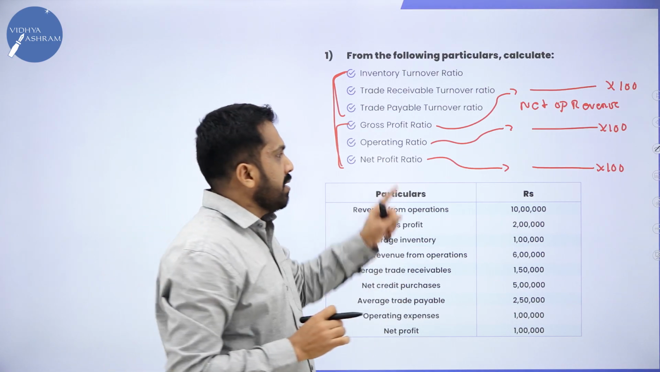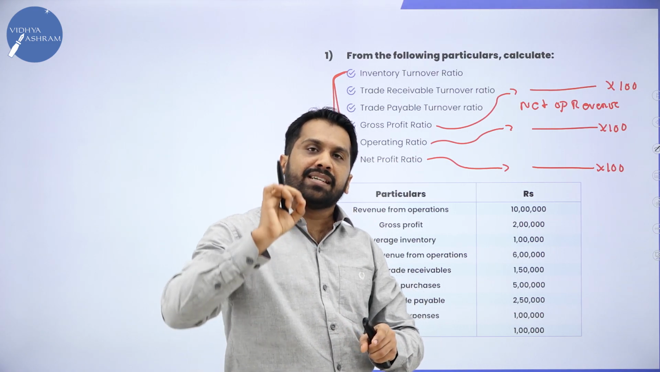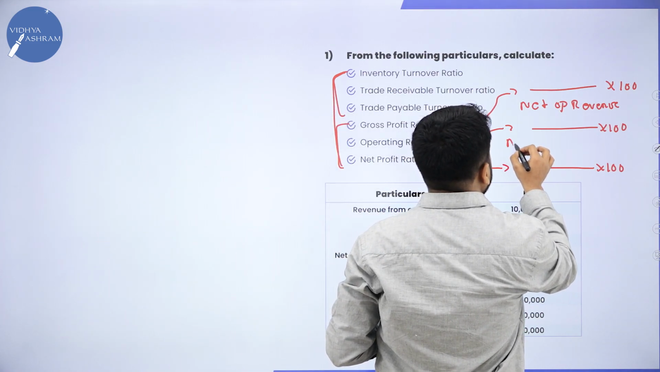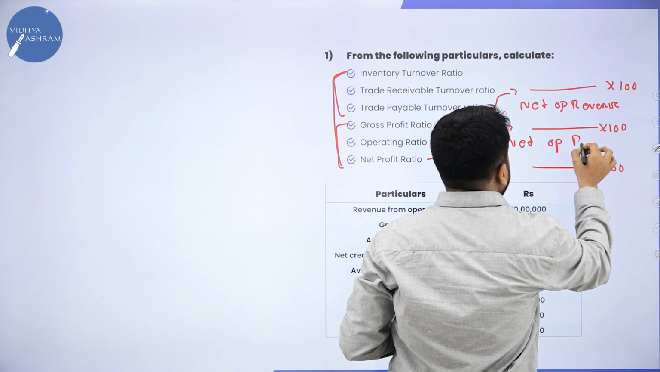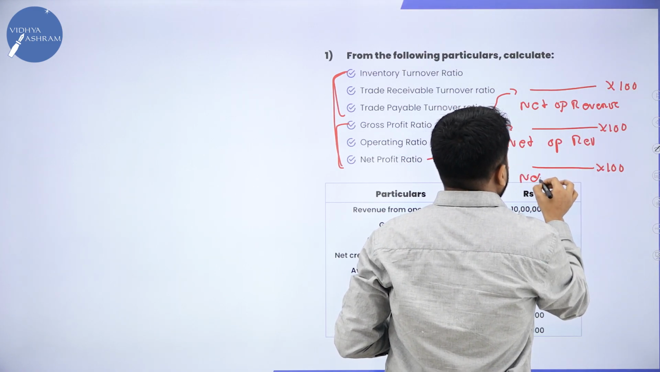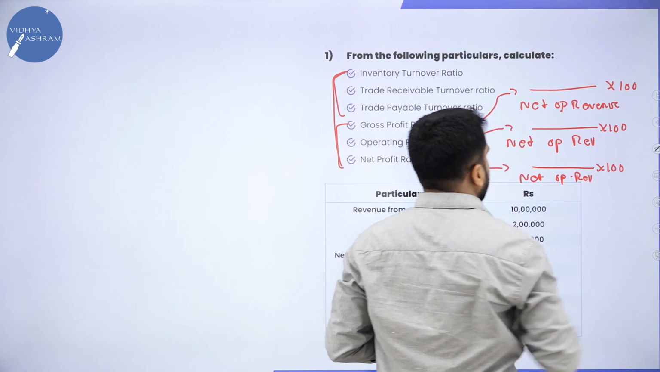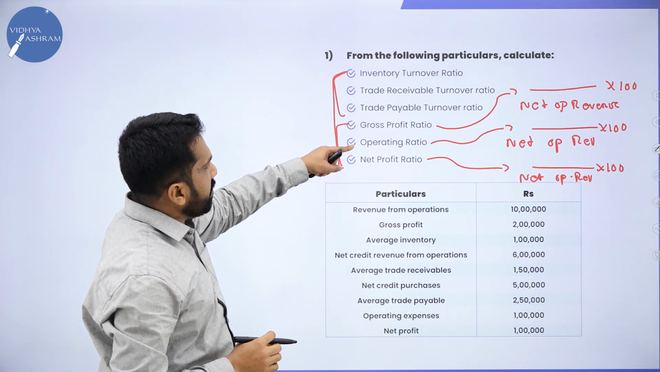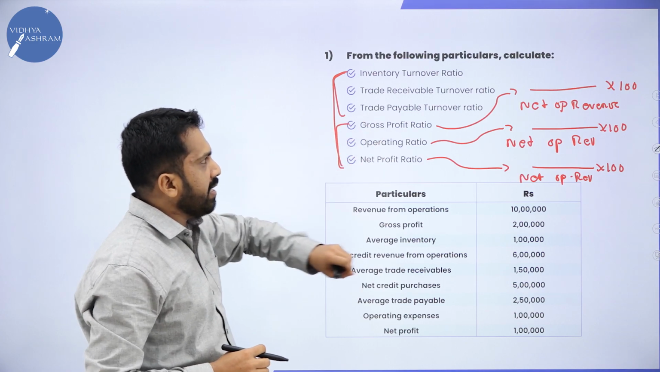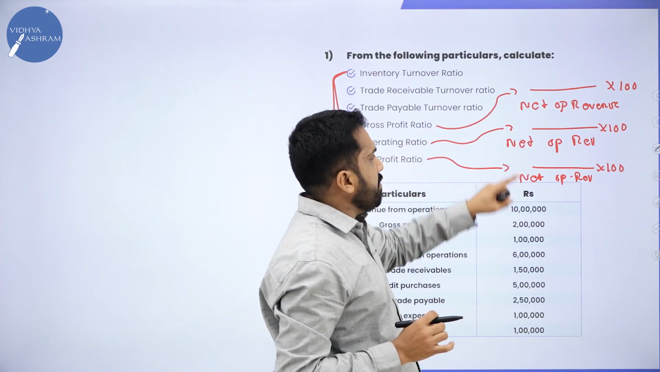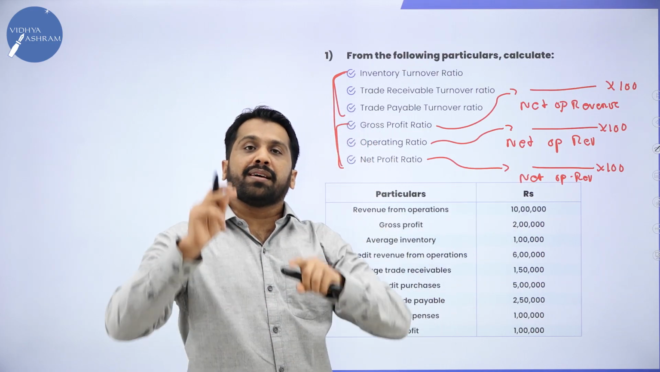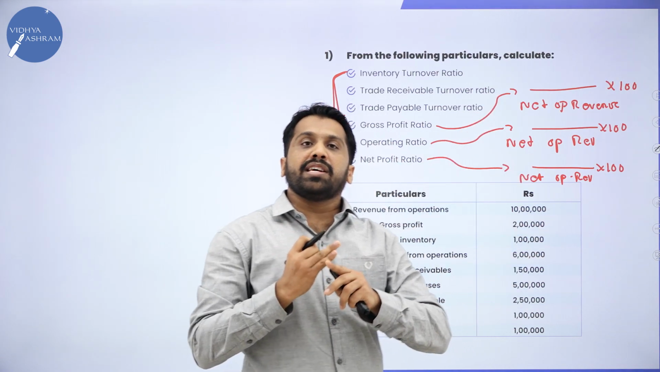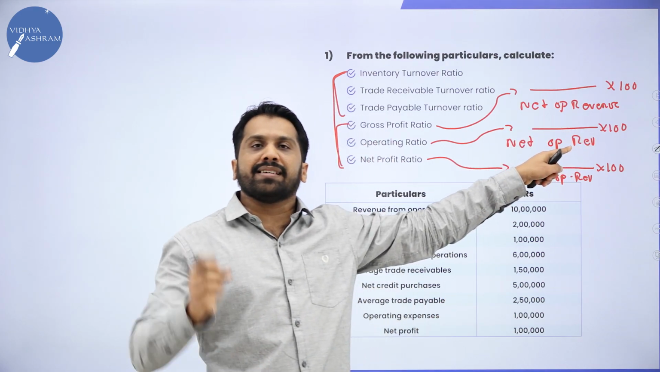But in examination, normally they will not give you the word sales. They will give you net operating revenue. What do you mean by net operating revenue? It is called sales. Now, for gross profit, operating and net profit, what is the common thing? The denominator, net operating revenue, multiplied with 100. So this is the common thing. Easily you can remember. If you can't remember this word, you can write it as sales.